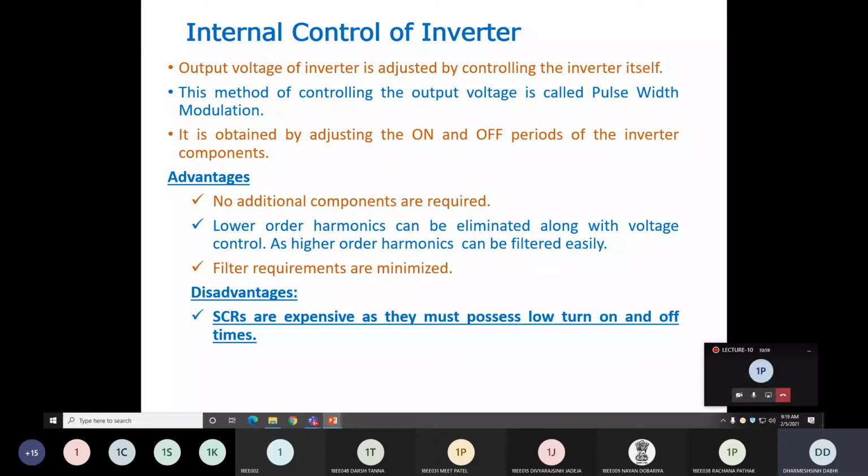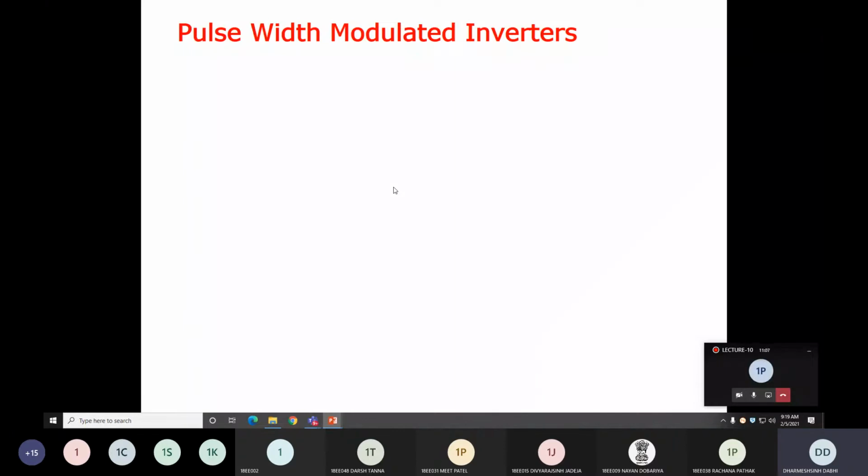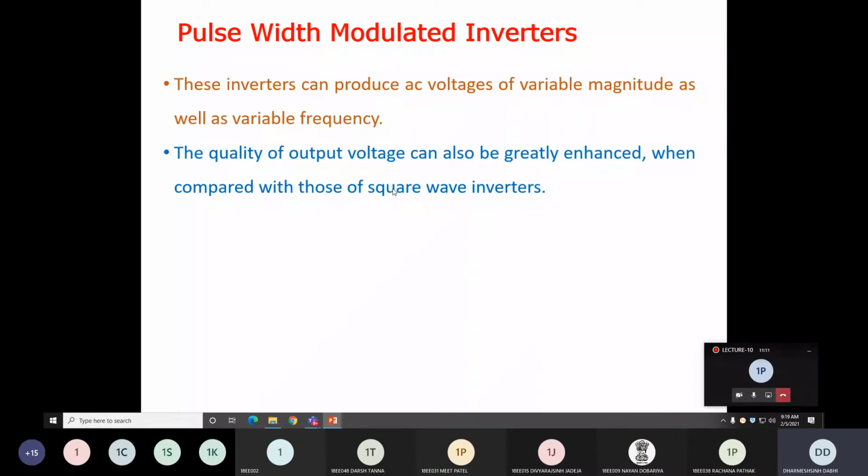Control the output voltage. Now let's one by one see what the different internal control methods or PWM techniques are. First of all, we understand what PWM techniques are. The inverter produces an AC output voltage of variable magnitude and variable frequency. The quality of the output voltage can also be greatly enhanced when compared with the square wave inverter.